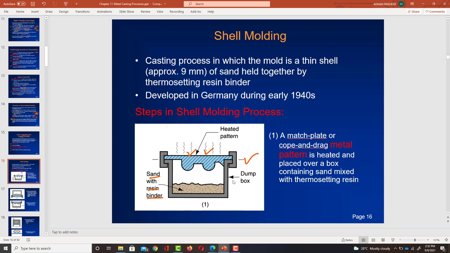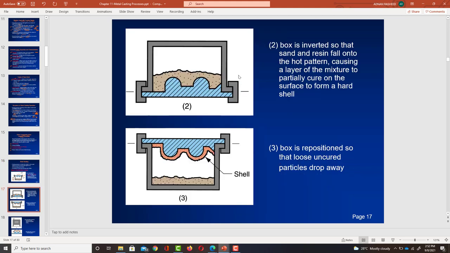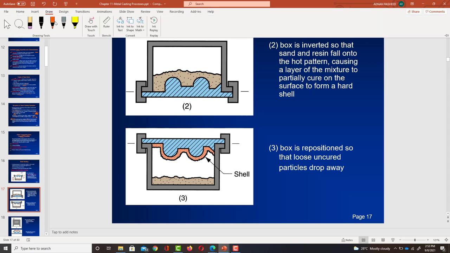After that you have to invert this box. Aapne is box ko ulta karna hai. So all the sand will come to this surface. Clear? So this is only a cope. You have to do this same thing with the drag also. It is basically giving you the idea.